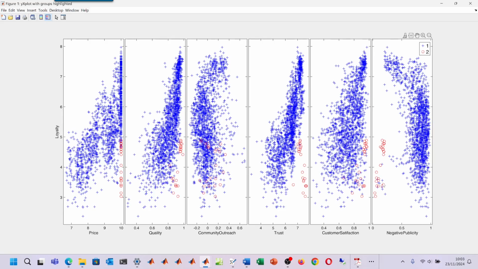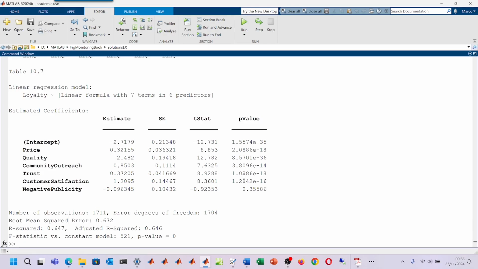Note that this contamination is such that some contaminated units overlap with the set of units that we discussed in the previous videos and identified as being outliers. Start with the traditional analysis fit, using all the observations. It is worthwhile to notice that now the p-value of the t-statistic for negative publicity is high, suggesting that this variable is non-significant.